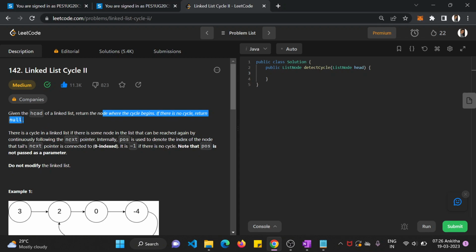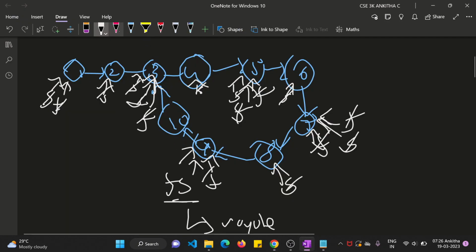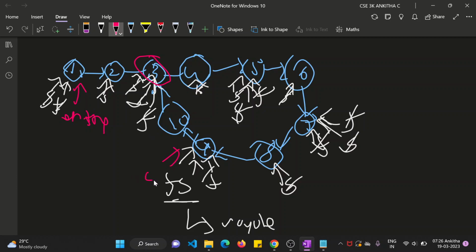So given the head of the linked list, return the node where the cycle begins. So the node where the cycle begins is actually 3. So how do we get the 3? For this, what you have to do is, we have to take another pointer that is pointing to the entry. Let's call it enter. It is pointing to the head of the linked list, and the slower pointer is pointing to the current position where faster and slower are equal.